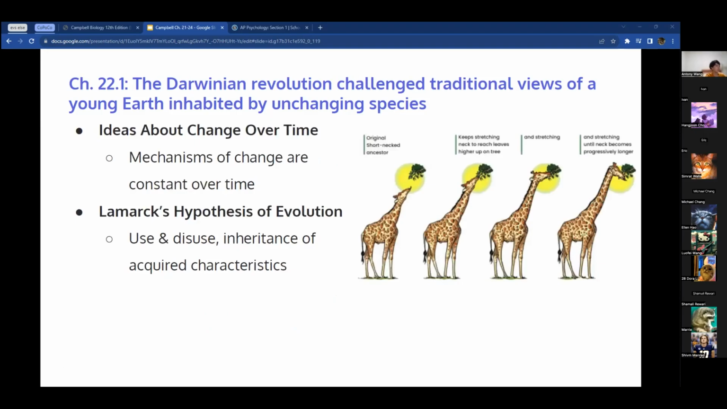Here's another person who theorized before Darwin. Lamarck believed that acquired traits are passed down to your offspring. Basically, as a giraffe stretches its neck throughout its life, its neck grows longer, and because it stretched its neck, its offspring will also have a longer neck. Use and disuse.